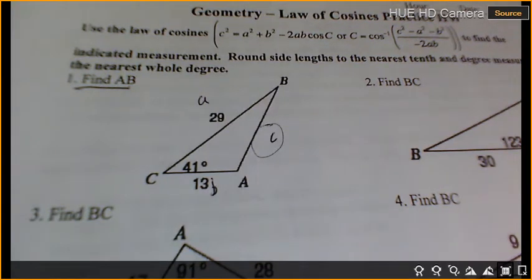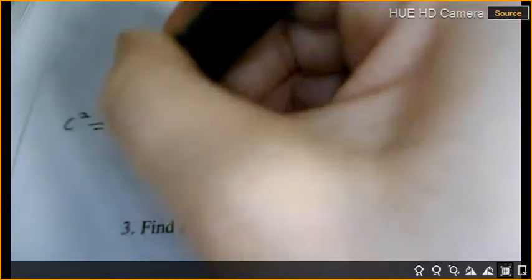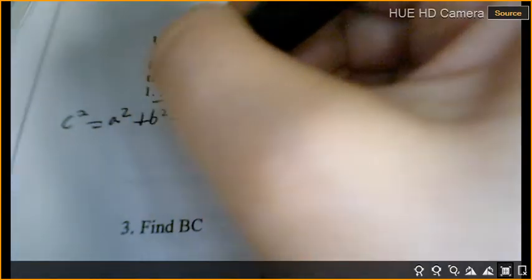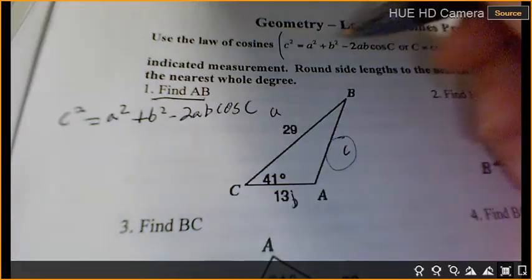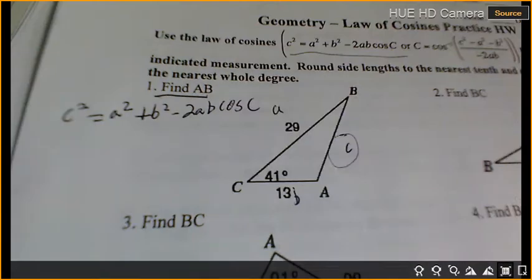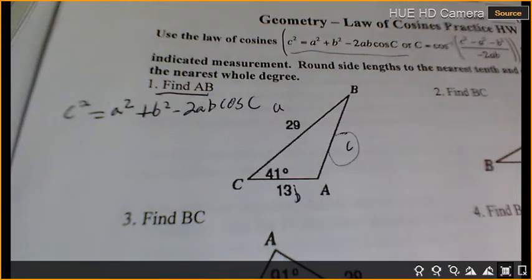When it says we're trying to find side c, so we're going to use little c, we use c squared equals a squared plus b squared minus 2ab cosine c. And that's right here at the top of your paper, that exact one. Now we're just going to fill everything in.